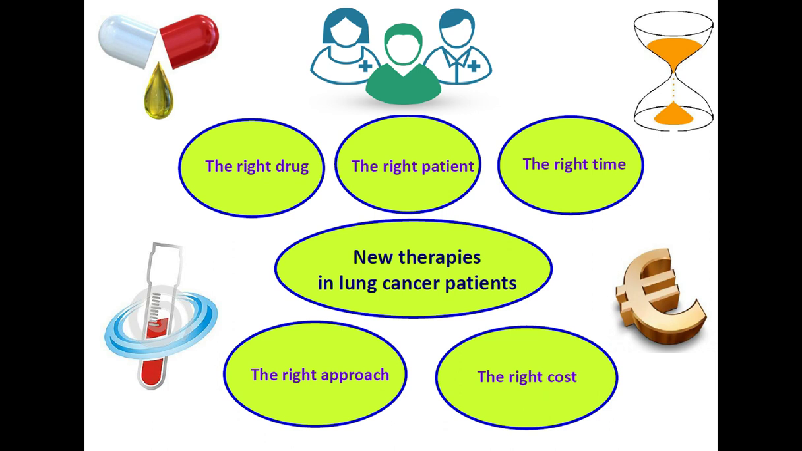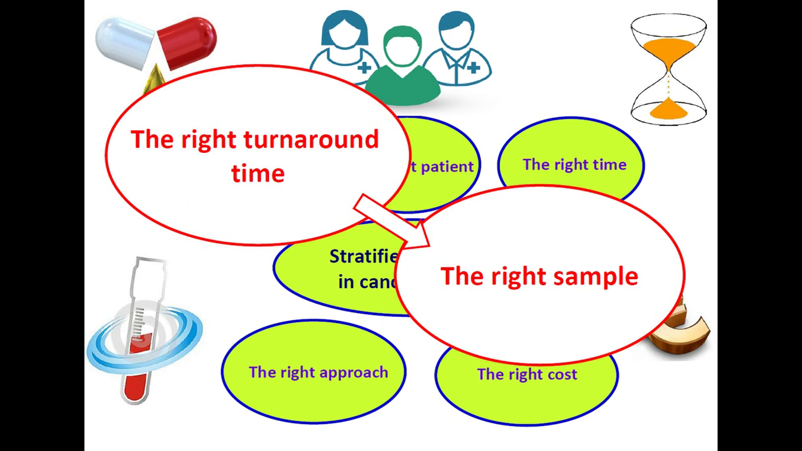So it's well admitted that it's mandatory to give the right drug to the right patient at the right time, but also by giving the right approach and at the right cost. Moreover, we have to take into consideration that the turnaround time to get the results is pivotal and should be less than 10 days for a couple of mutations.